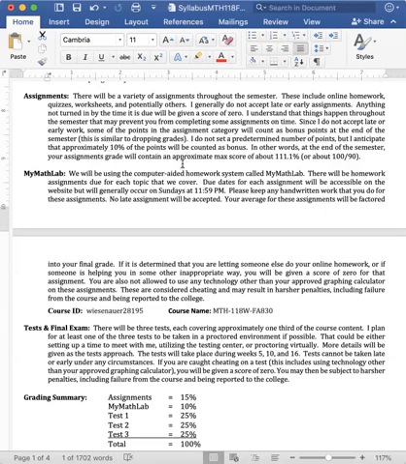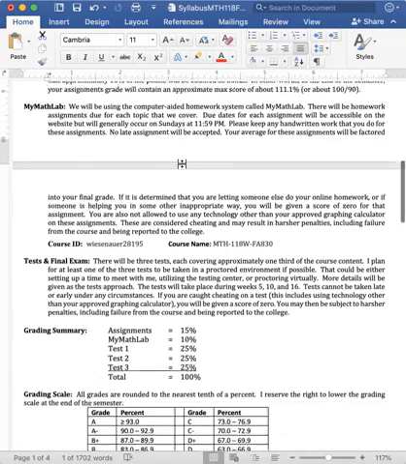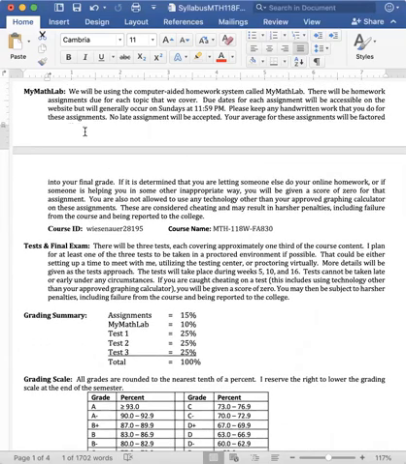I do that, but I don't do that till the very end of the semester, probably around final exam time. Okay, MyMathLab. Let's move onto that. This is a computer-aided homework system. It's where you're going to be doing the bulk of your homework, not all of it, but a good chunk of it.